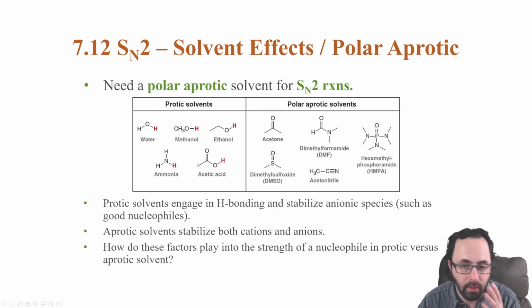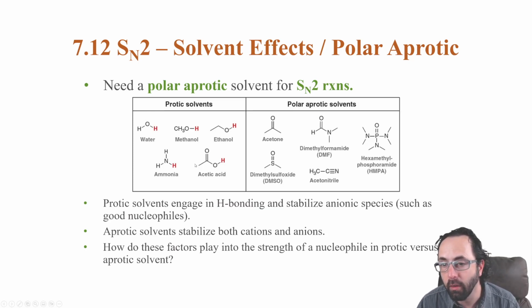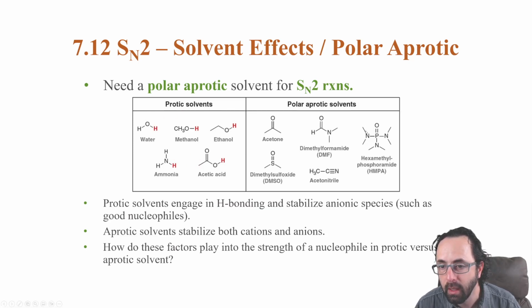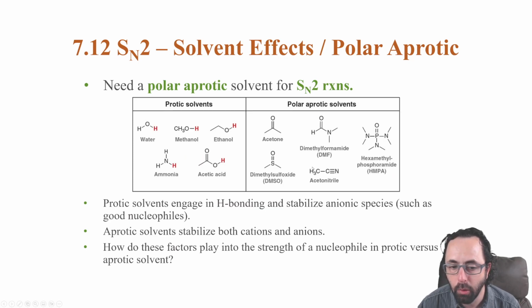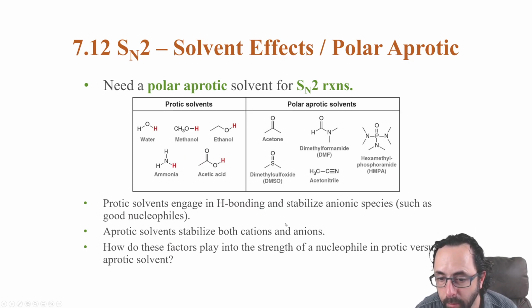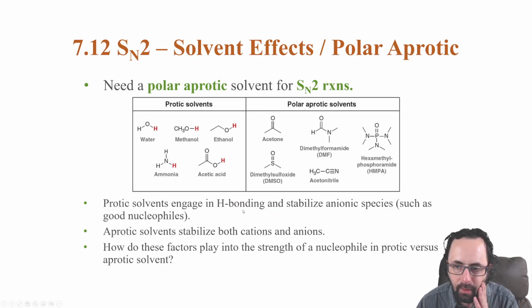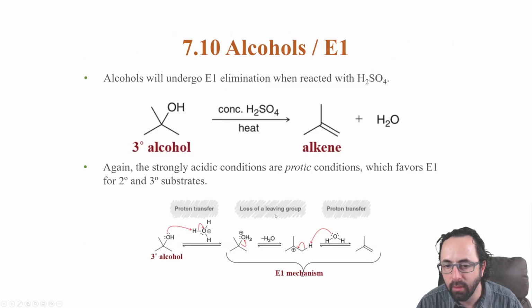So if we want to push an SN1 reaction, particularly if we have a tertiary substrate, there's a big competition when it's secondary. We can push the SN1 mechanism by using a protic solvent, and we can push the SN2 mechanism by using an aprotic solvent. Aprotic solvents will stabilize both cations and anions, but protic solvents will engage in hydrogen bonding and only stabilize anions, such as good nucleophiles.